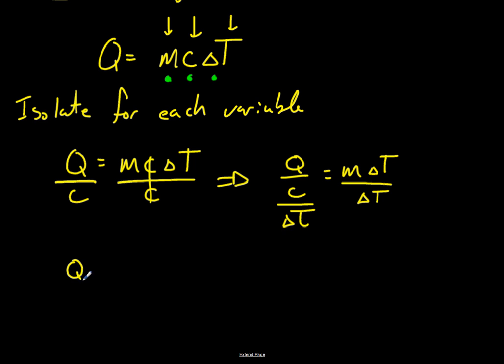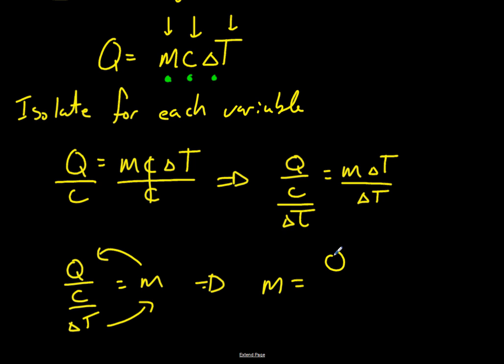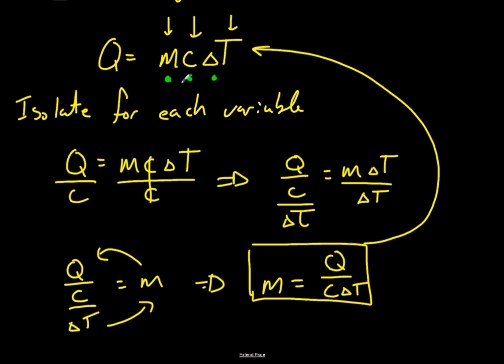So now we've got q over c over delta t equals m. This is a little bit of an issue, but if you think about it, we're saying divide by c, then divide by t. Or we could say divide by c times t. That works out to be the exact same thing, so you get this. M, since we're just flip-flopping it and rewriting it, m equals q over c delta t. So there's another way to write this formula where we've now isolated for m as the unknown.